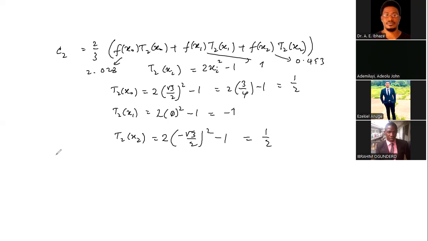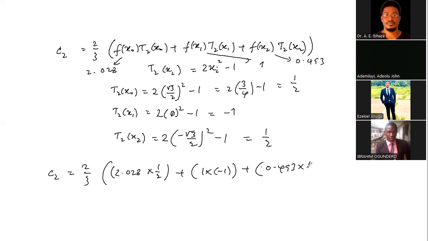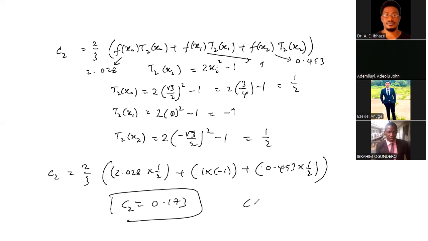So once we plug everything in, that will be C2 being the same as 2 over 3 then 2.028 times 1 over 2 plus 1 times minus 1 plus 0.493 times 1 over 2. So that's going to give us 0.173. Boom. I think we are there now. So we know all the values of the constants and the Chebyshev polynomials.